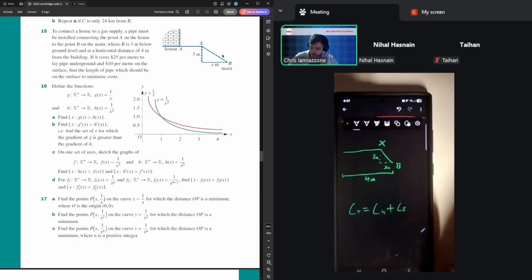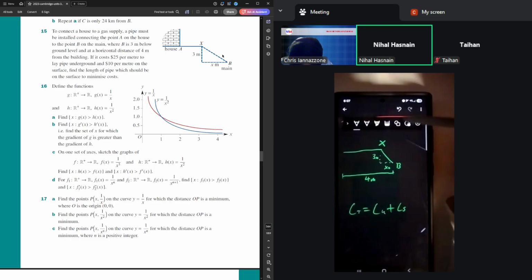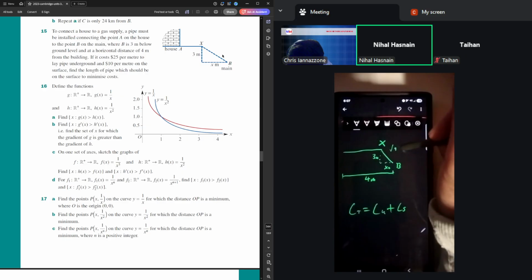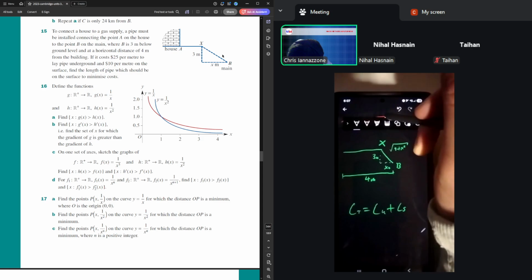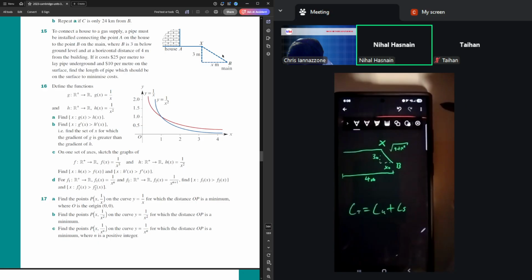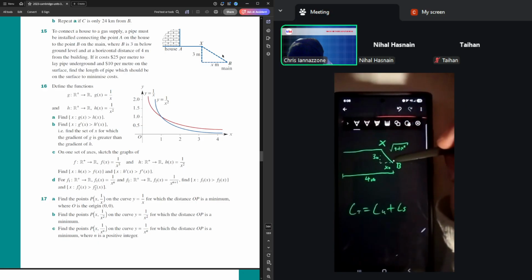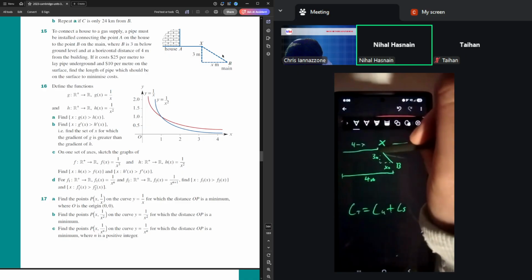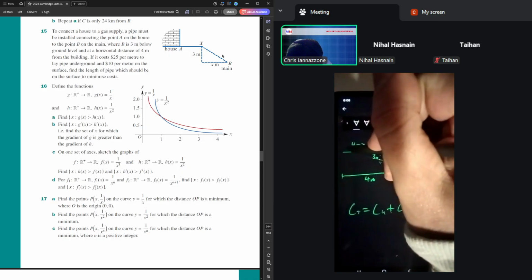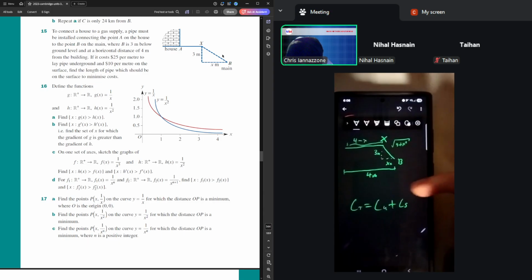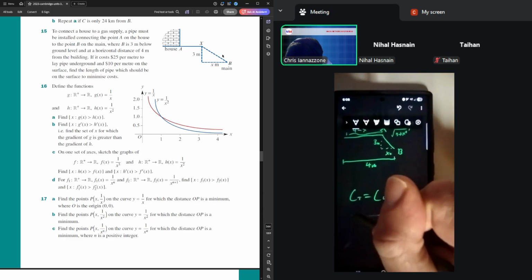Exactly right. So distance between B and X. Yep. So that's square root of 3 squared plus x squared. That's it. We got that distance, that's the underground distance, and plus 4 minus x. That's going to get us this bit here, the overground. Underground, overground. That's exactly it.